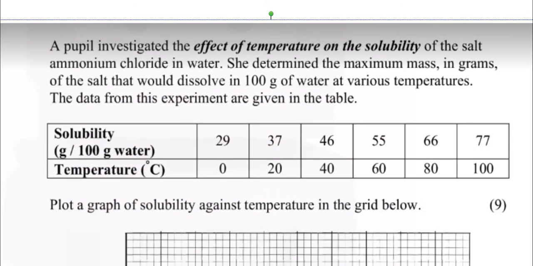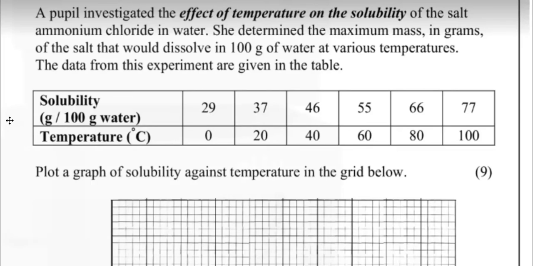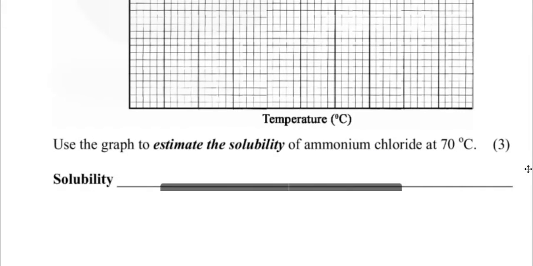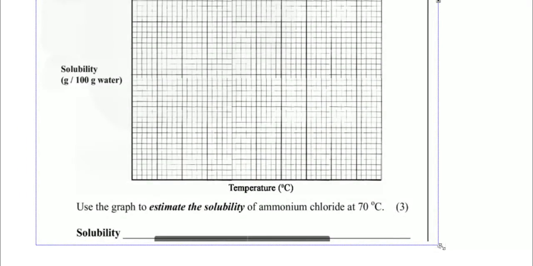Now, solubility of salt, ammonium chloride, and water. She determined the maximum mass in grams of the salt that would dissolve in 100 grams of water at various temperatures. The data from the experiment is given in the table. Okay, so I'm obviously going to have to draw this, which ain't great. So let me see what I can do with this. Shrink it down for a start. Shrink it a bit more.